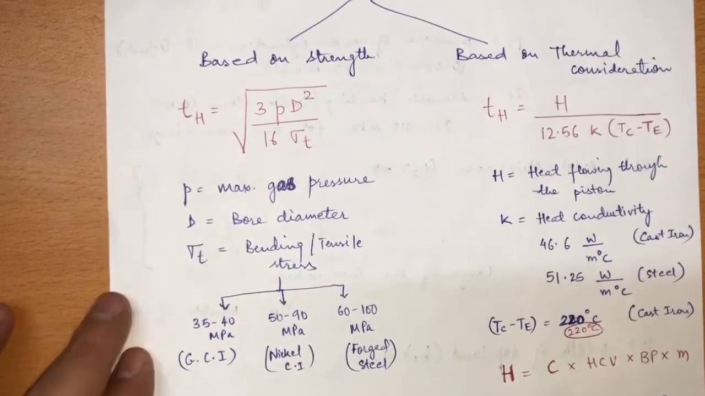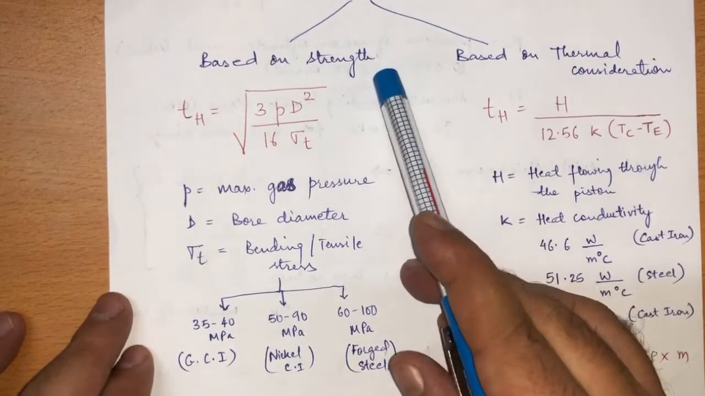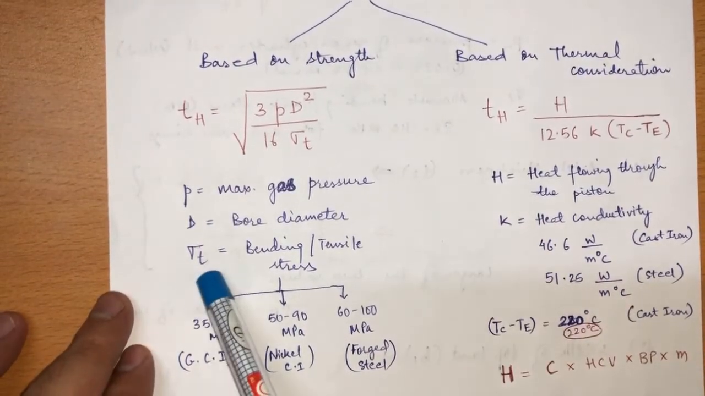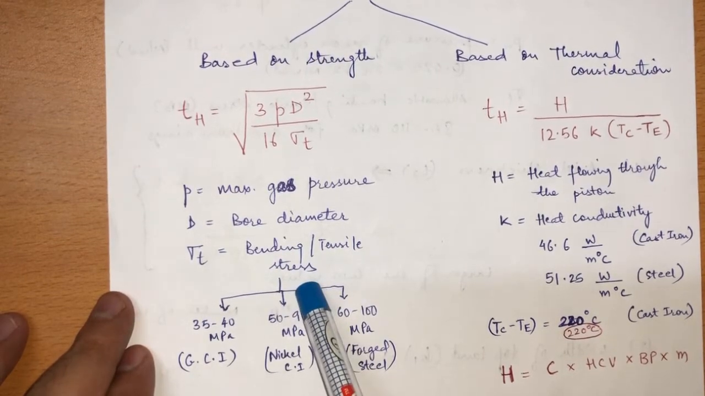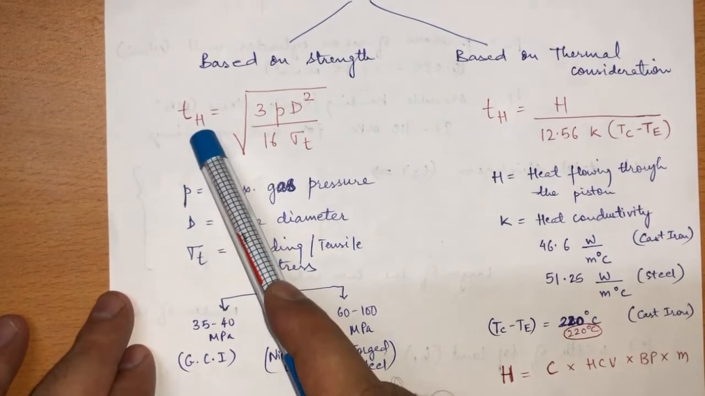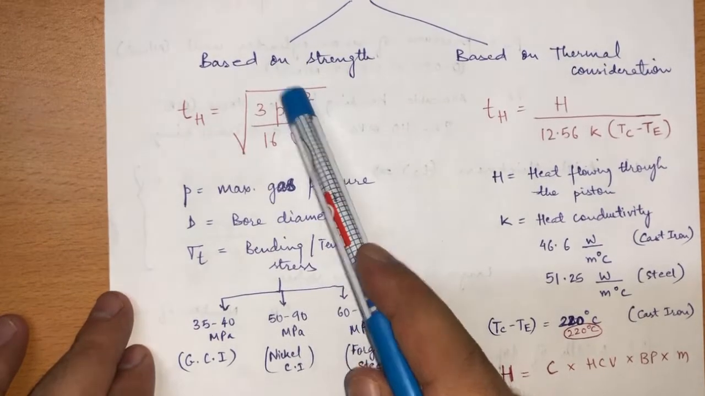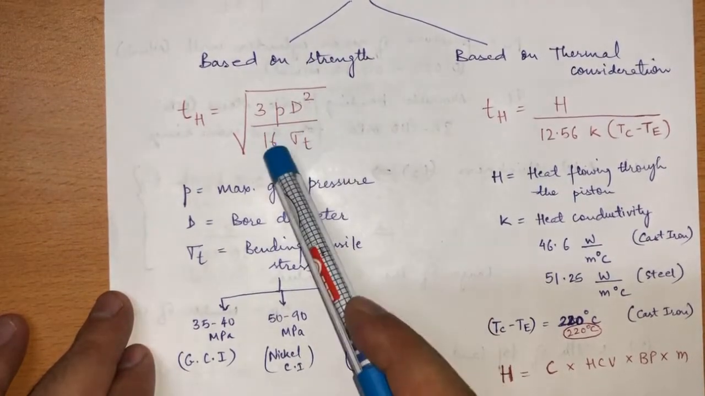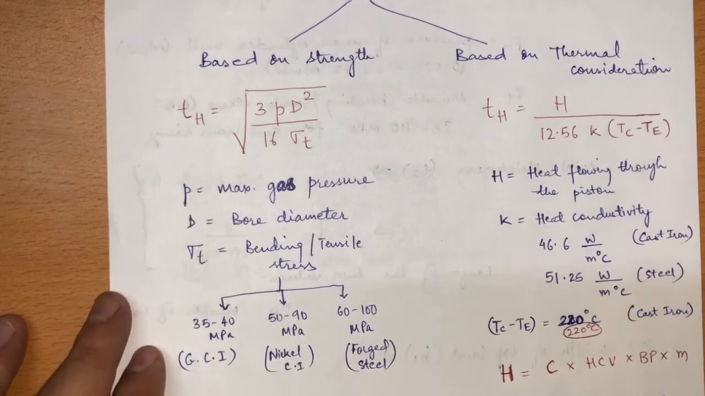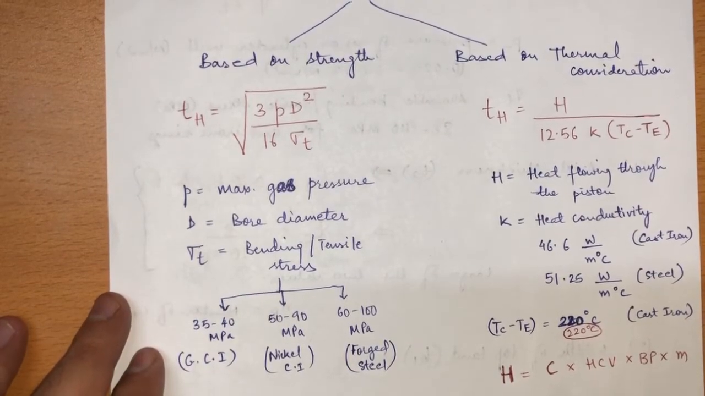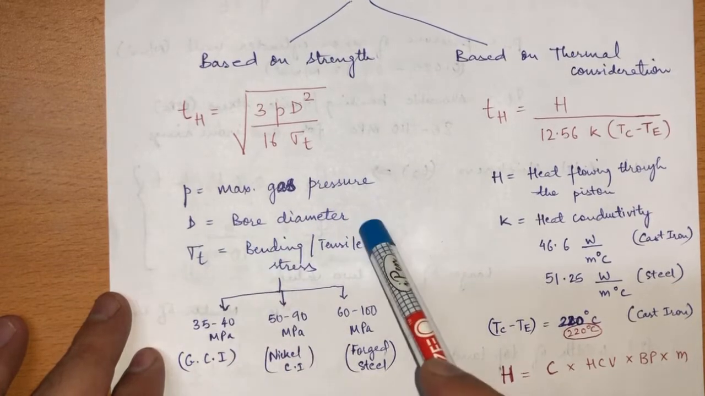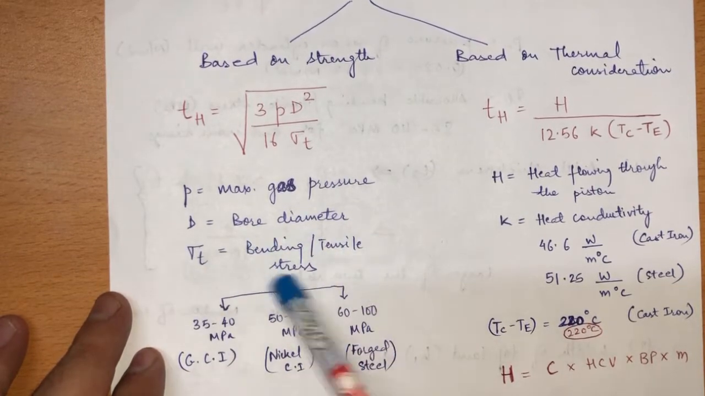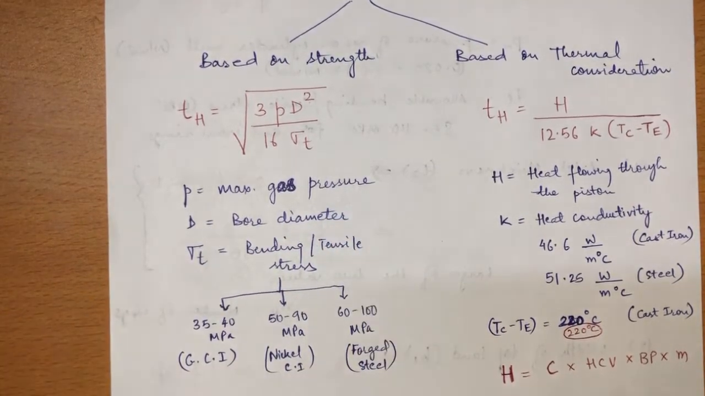Based on strength, the most important thing is sigma t, which is the bending or the tensile stress acting on the component. The formula is TH equals under root of 3PD square by 16 sigma t. This is an empirical formula wherein small p is the maximum gas pressure, capital D is the bore diameter, and sigma t is the tensile stress, which varies with respect to the material in use.